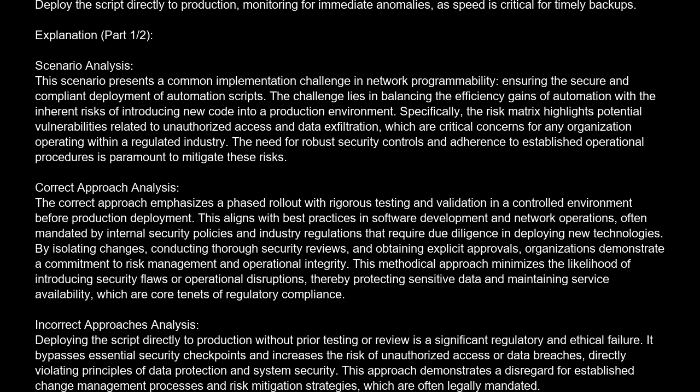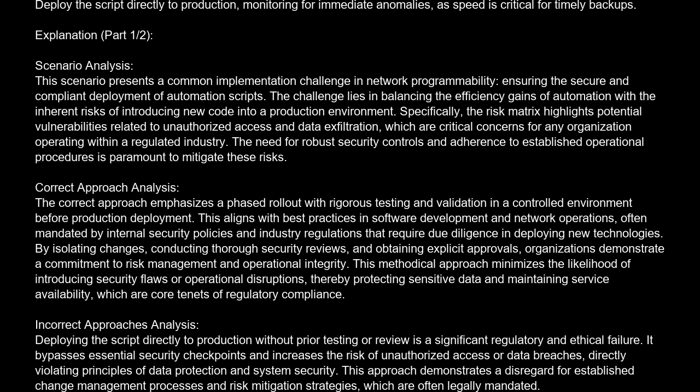Correct approach analysis. The correct approach emphasizes a phased rollout with rigorous testing and validation in a controlled environment before production deployment. This aligns with best practices in software development and network operations, often mandated by internal security policies and industry regulations that require due diligence in deploying new technologies. By isolating changes, conducting thorough security reviews, and obtaining explicit approvals, organizations demonstrate a commitment to risk management and operational integrity. This methodical approach minimizes the likelihood of introducing security flaws or operational disruptions, thereby protecting sensitive data and maintaining service availability, which are core tenets of regulatory compliance.